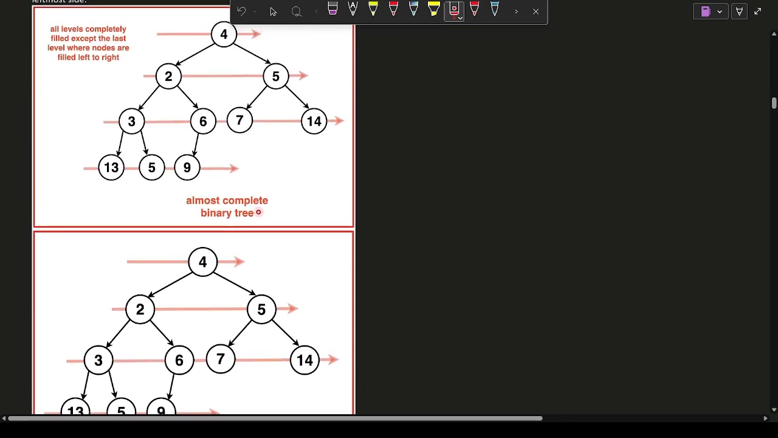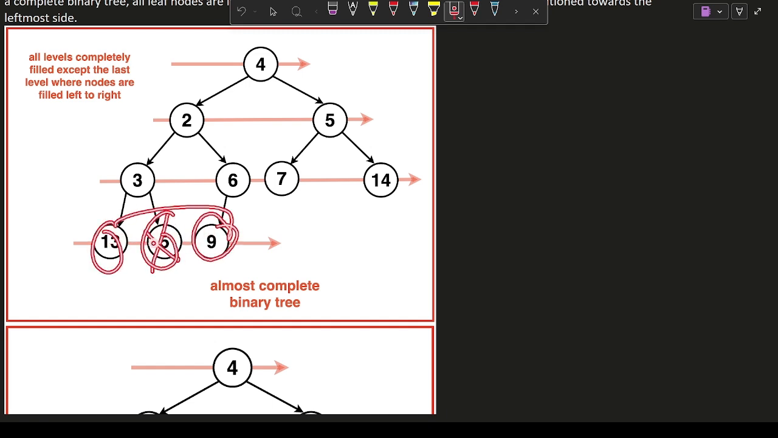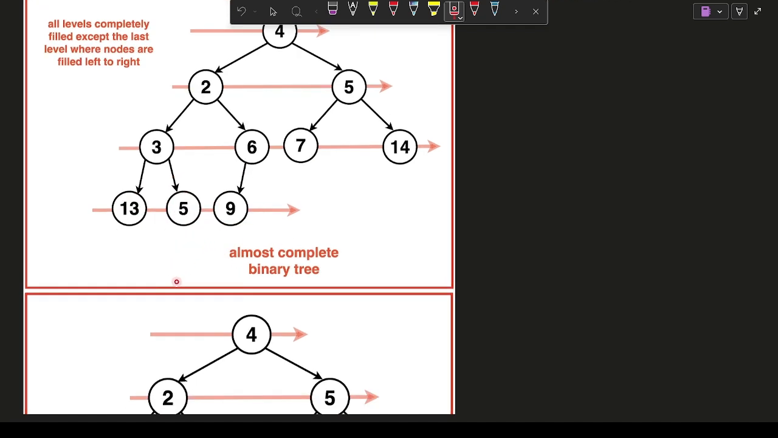In an almost complete binary tree, nodes should be filled from left to right like this. So this is called an almost complete binary tree, and you can say this is not a complete binary tree. And suppose I remove this one, and these two remain the same, and remove this, then it will not be an almost complete binary tree.